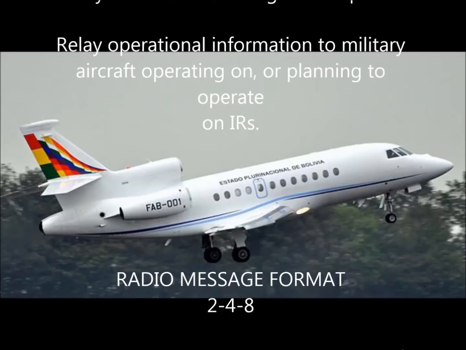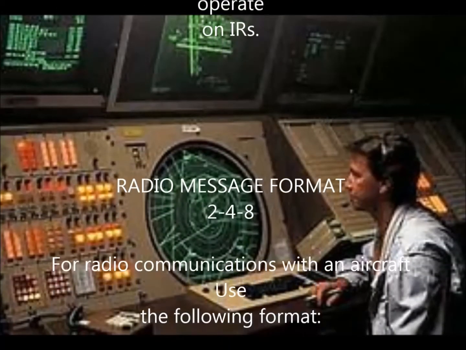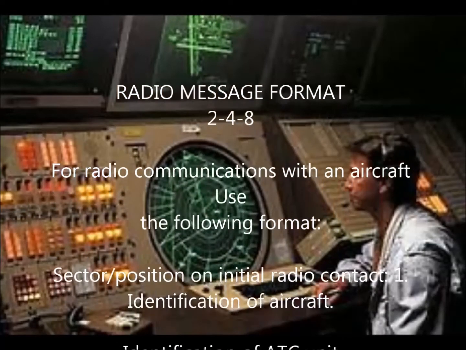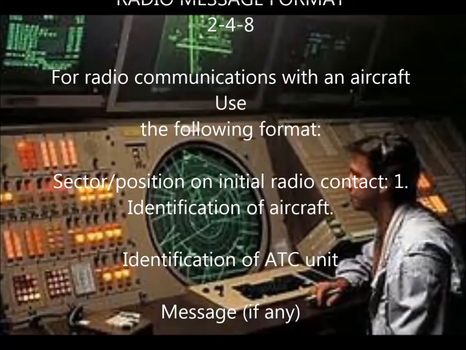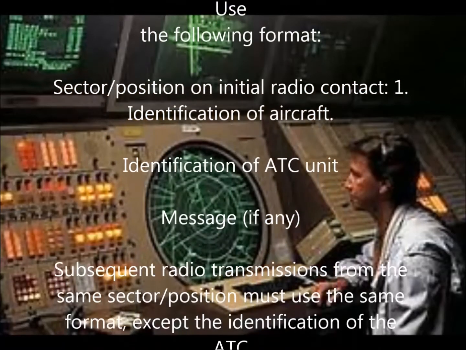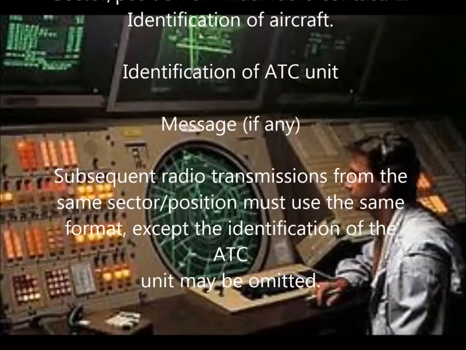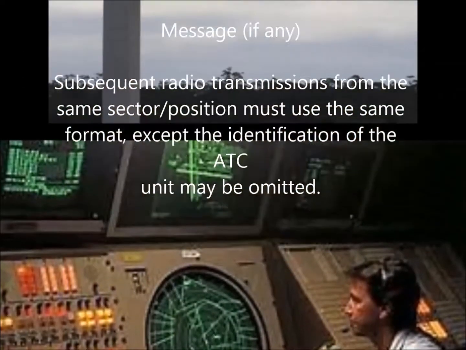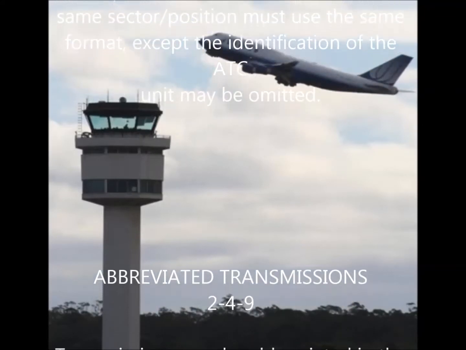IRS. Radio message format. 2-4-8. For radio communications with an aircraft, use the format: from the sector or position on initial radio contact with the aircraft, state identification of aircraft, identification of ATC unit, message, if any, and subsequent radio transmissions from the same sector or position must use the same format, except the identification of the ATC unit may be omitted.